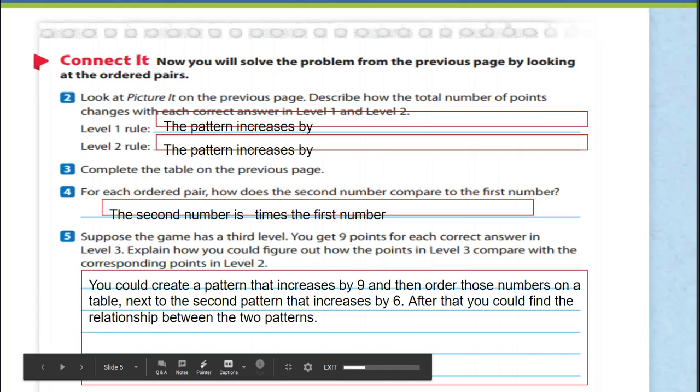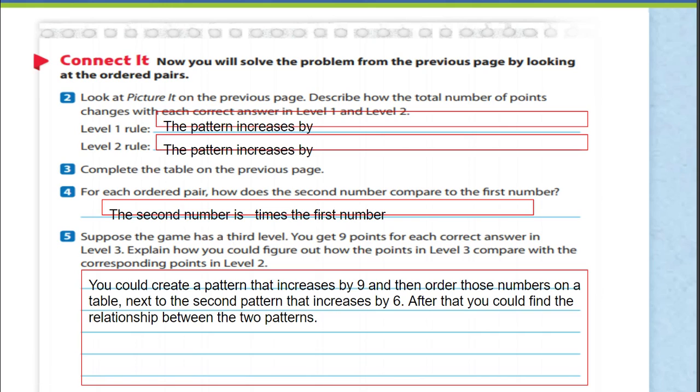All right, and for number 5, it says, suppose the game has a third level. You get 9 points for each correct answer in level 3. Explain how you could figure out how the points in level 3 compare with the corresponding points in level 2. So this is what I said. You could create a pattern that increases by 9, and then order those numbers on a table next to the second pattern that increases by 6, since we're comparing the new pattern and the second pattern. After that, you could find the relationship between the two patterns.